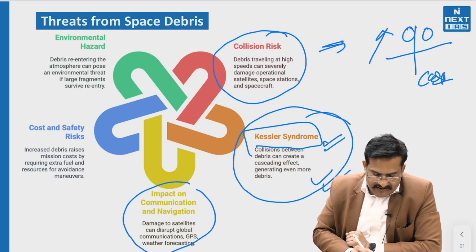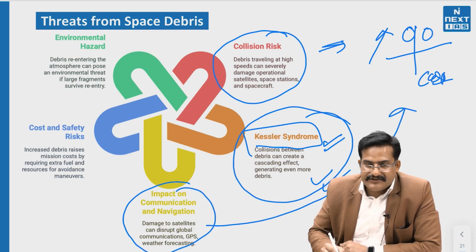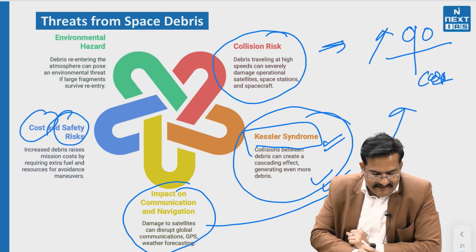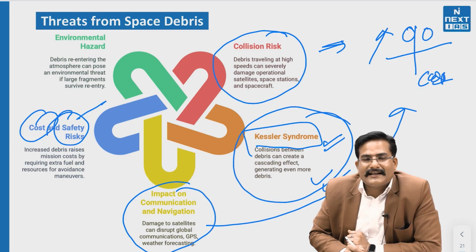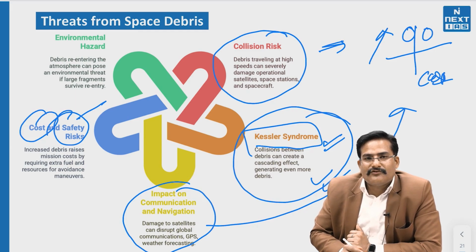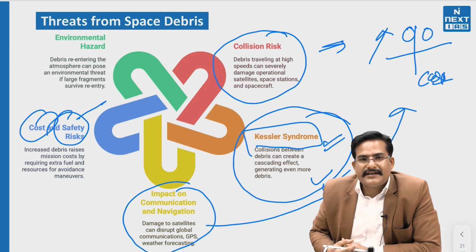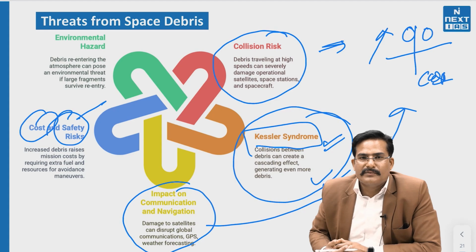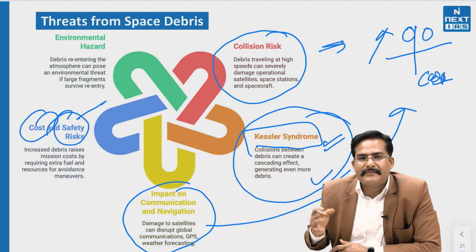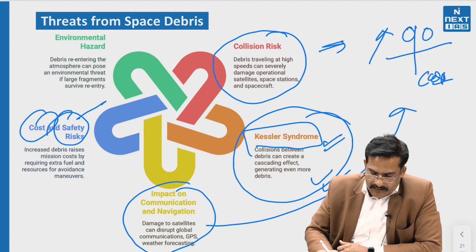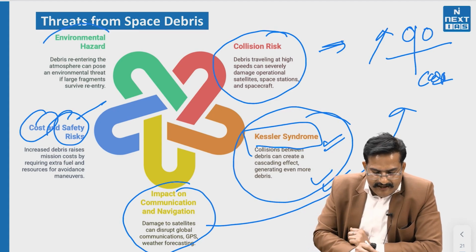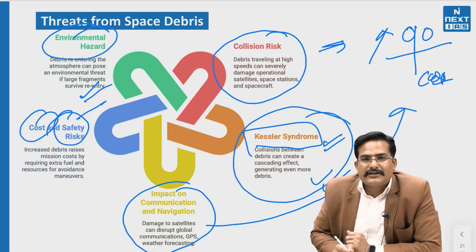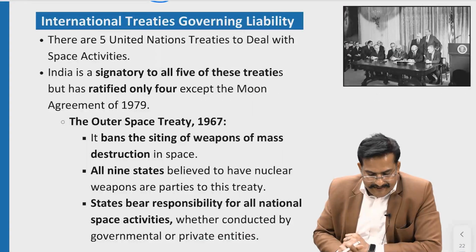Also, it may impact communication and navigation, because it will jeopardize the functioning of the satellite. Also, it leads to cost as well as safety risk, because it will act like a bullet in space. The space debris will act like a bullet in space, and it can damage humans if they are present, or for that matter anything that is present in space. It also leads to environmental hazard, given that the cascading effect can result in various kinds of explosion or implosion, right?